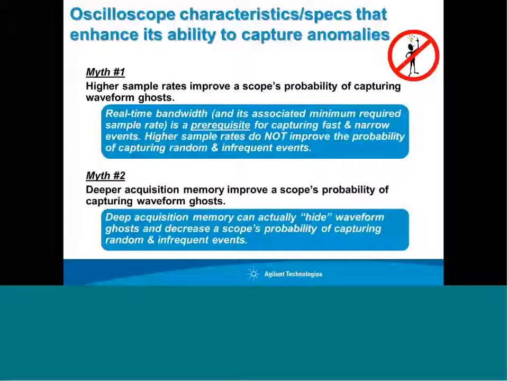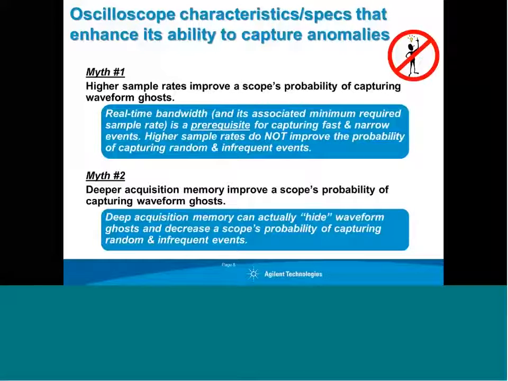So what are some of the characteristics of a scope that can enhance its ability to capture these things? Now, I ask engineers this question quite often. I'll show them a signal that has an infrequent anomaly, such as a non-monotonic edge or a glitch, and I say, okay, what would help reveal this more reliably? And the answer I get most often is, well, a higher sample rate will improve the scope's probability of capturing it. And this is actually a myth.